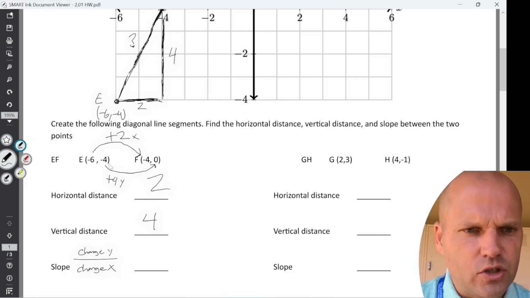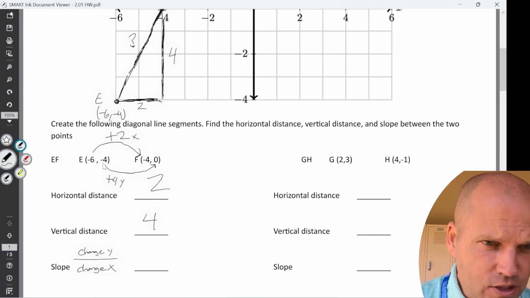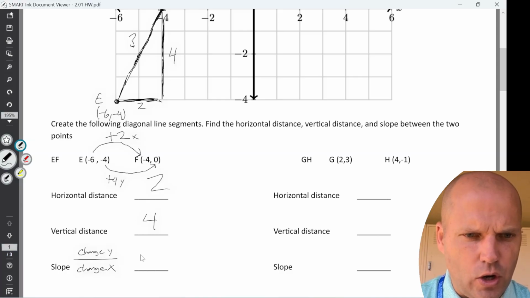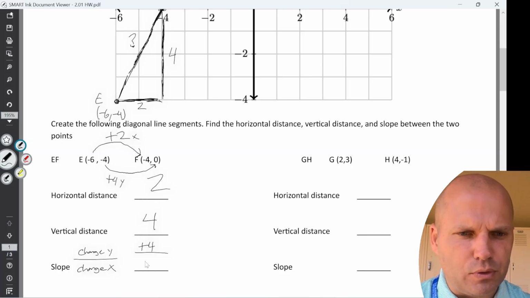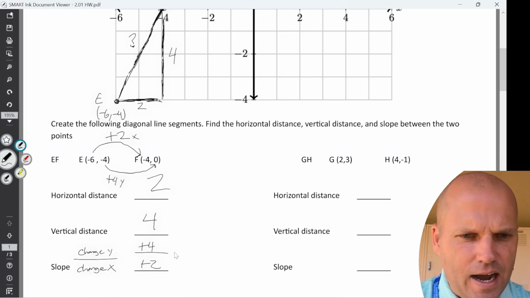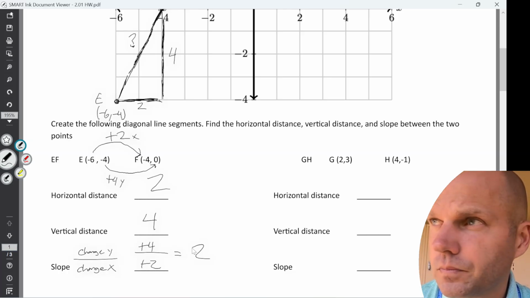I'd rather understand the change, that my y's went from -4 to 0. So I have a +4. And my x's from -6 to -4. It's a +2. And I then divide those two numbers together and simplify, and I get the slope is 2.